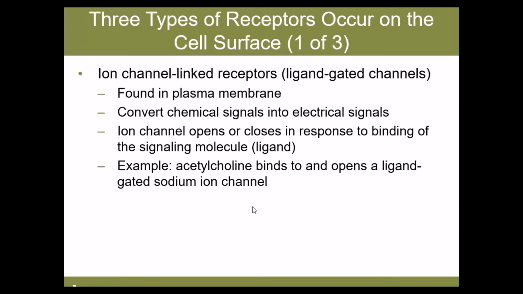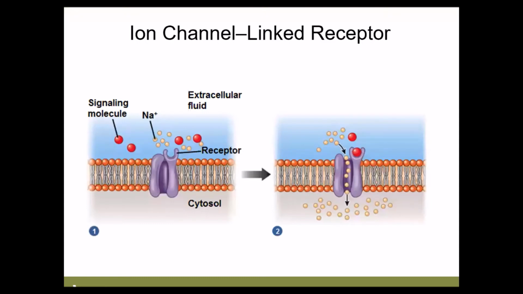A good example of this is acetylcholine, a type of neurotransmitter. You find this a lot in muscle cells or muscle physiology. Whenever acetylcholine is present, it will bind to a ligand-gated sodium channel, and that causes the ion channel to open. It's basically opening up a gateway that allows sodium to go into the next cell.